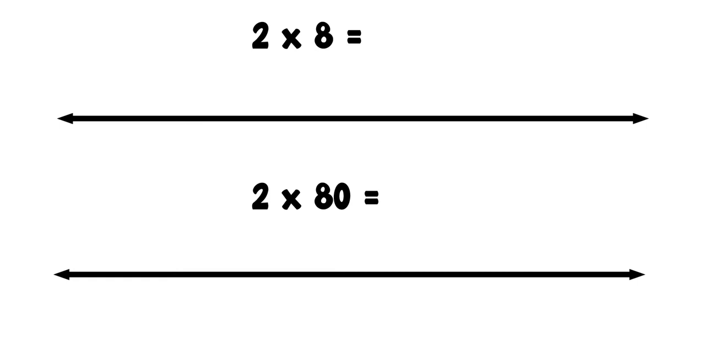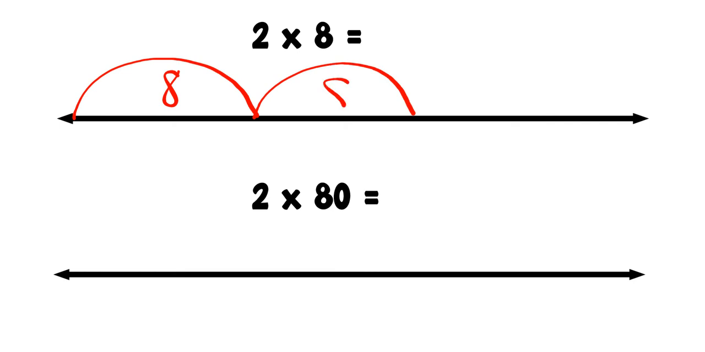Let's look at 2 times 8 together. First, we have one jump of 8, another jump of 8. First one gets us to 8, our second one gets us to 16. Using what we know about these problems, 2 times 8 equals 16. I can look at the second problem, 2 times 80, and know that it's going to be 16 with what? You guessed it, a 0 at the end.